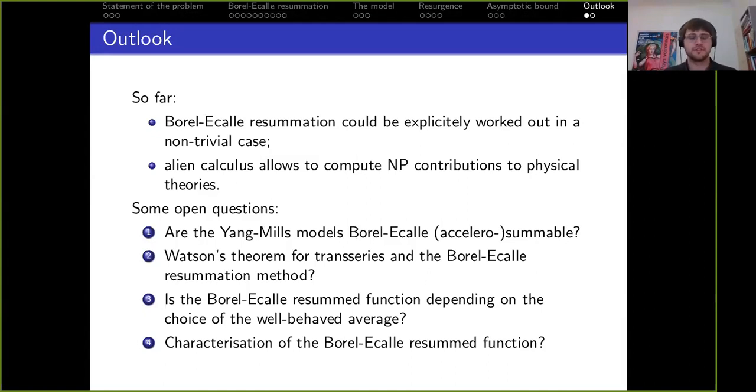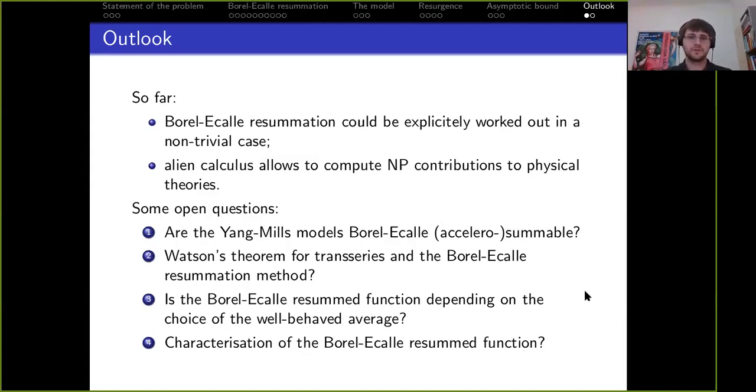So yes, it's the holy grail. This type of approach, of course, for Yang-Mills theory, and the question of whether they are Borel-Écalle summable. And with Mark, we agreed that probably not, but they might be accelerosummable, so you might need acceleration. This is really a long-term goal that I don't think is to be tackled in the following years.